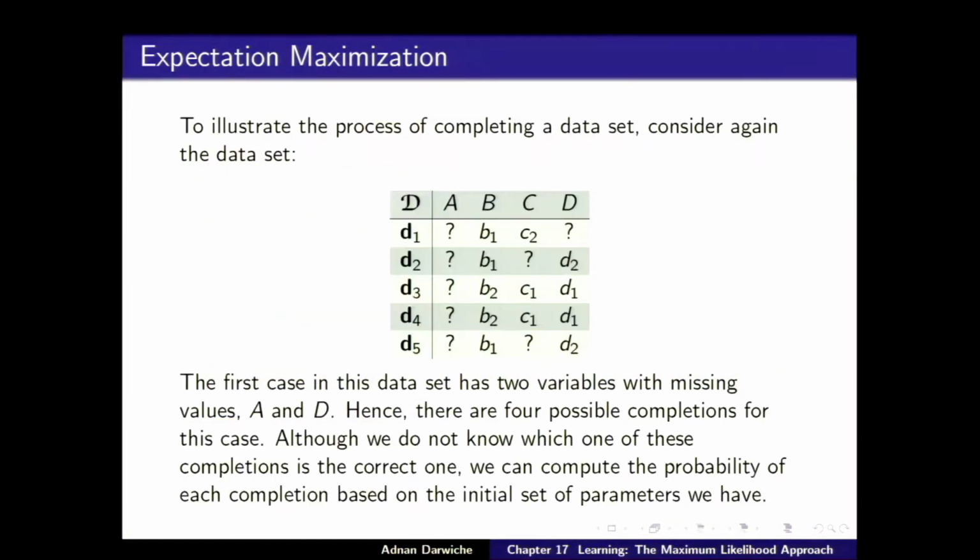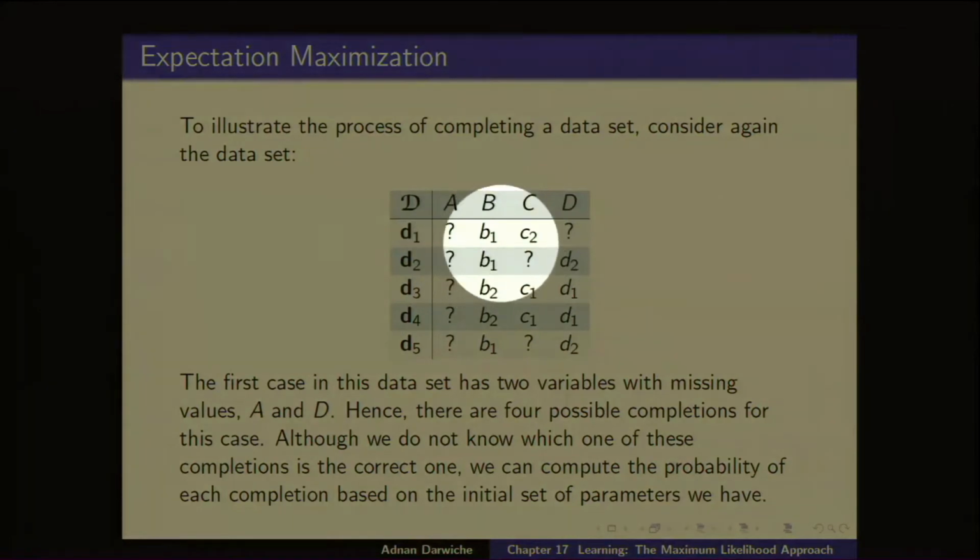Okay, now let's go back to the example. We started with some initial estimates. Now we have a distribution. Here's my data set. It is not complete. The essence of this method is the following. Look at the first guy. How many missing values? 2.